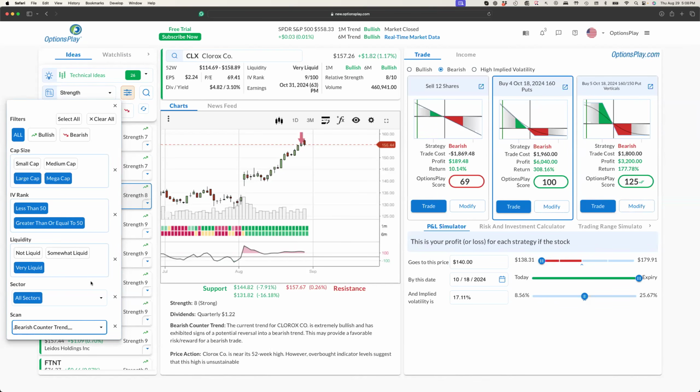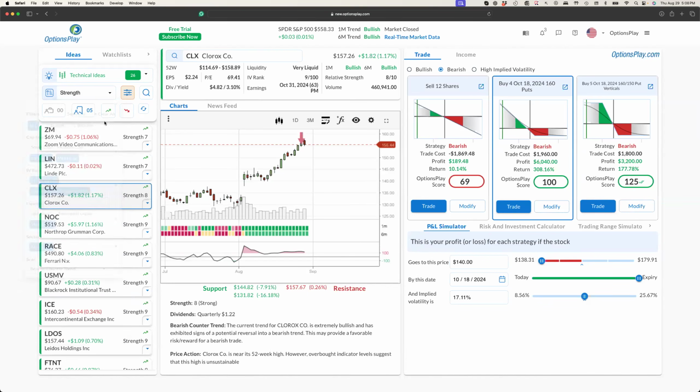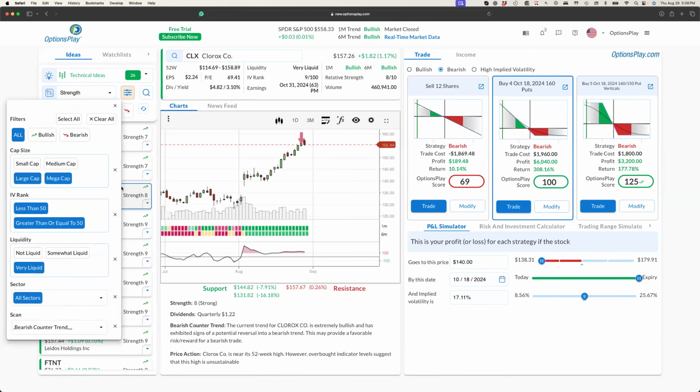So by reframing your thought process of trading ideas into these two categories, you're going to find it a lot easier to navigate the trade ideas that are presented to you in the OptionsPlay platform. And we're also in the process of making the selection of, finding your scans and sorting and filtering the scans a little bit easier. We'll release that next week.